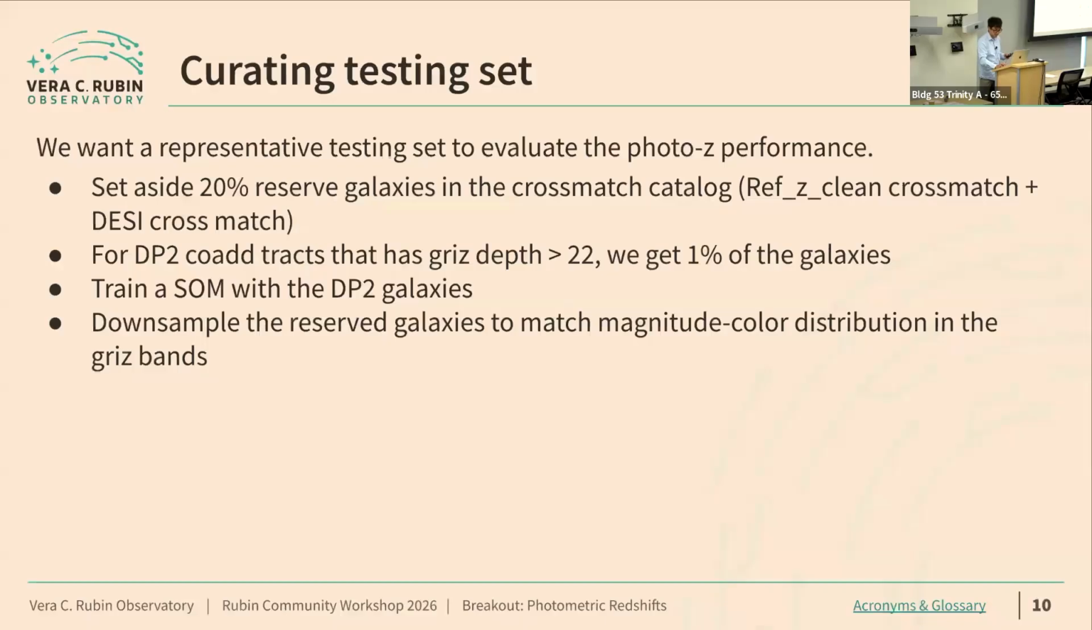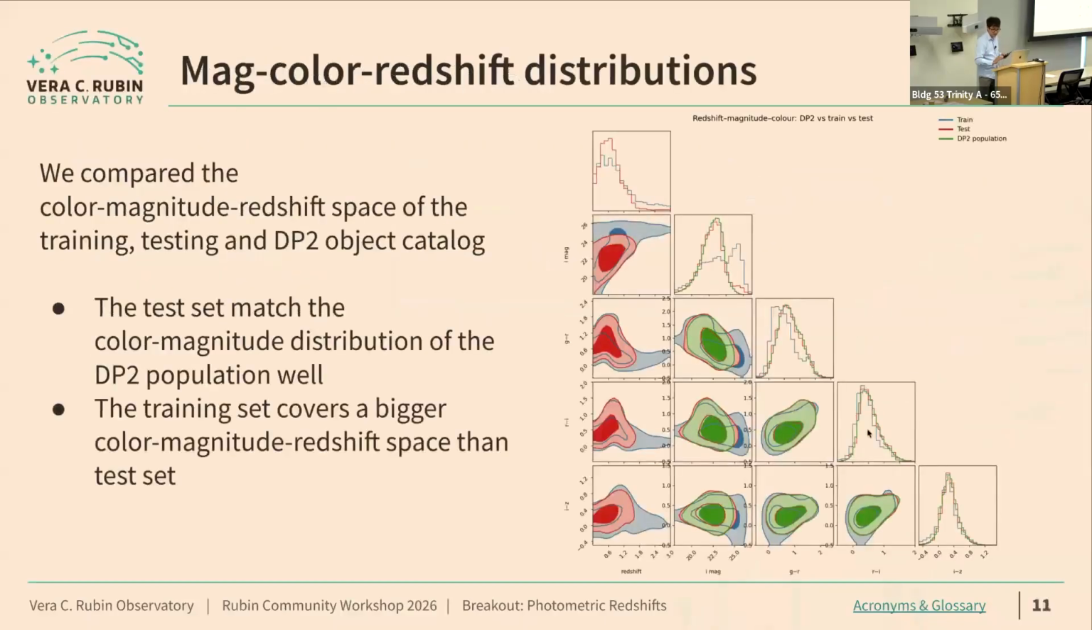And let me show a plot of what I mean here. So on the right-hand side, this is showing the redshift magnitude color distribution of the following samples. The green sample is the DP2 population, and you can see the downsampled test set, which is in orange, basically closely follow the DP2 population. So by doing this, we know that by evaluating our PhotoZ on these reference samples, we get a better outcome of what the actual performance is for our PhotoZ.